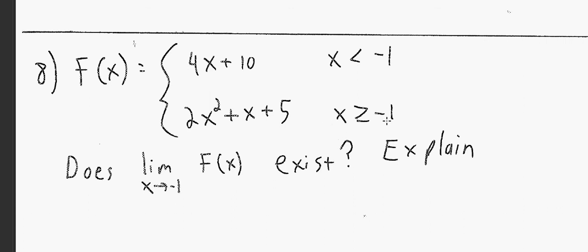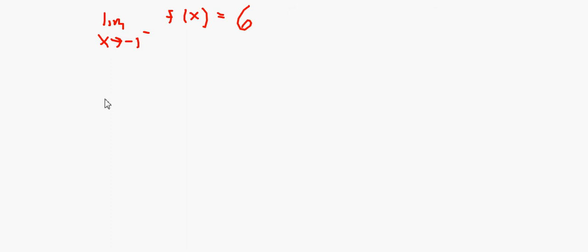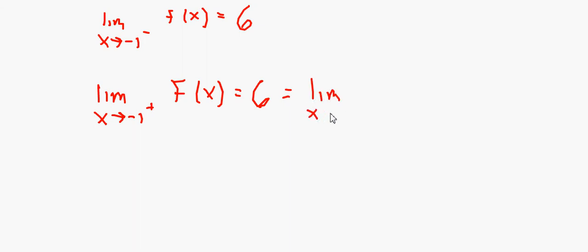At negative 1, this is a parabola, and it's going to equal 2 minus 1 plus 5. That equals 6. Oh man, this is so exciting. As x goes to negative 1 from above, f of x equals 6. Since that equals the right-hand limit, we can write that out here.